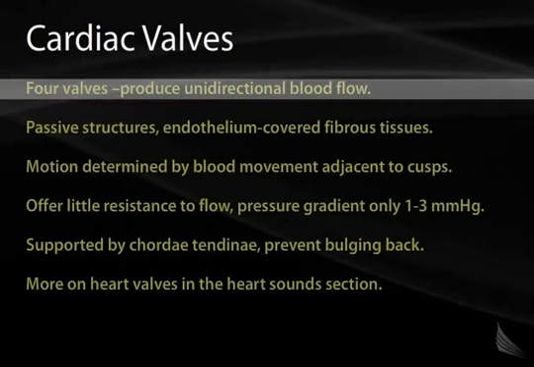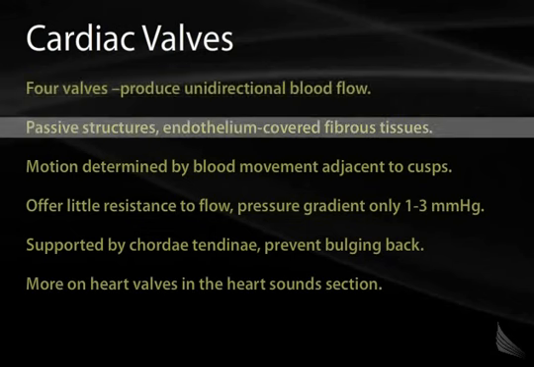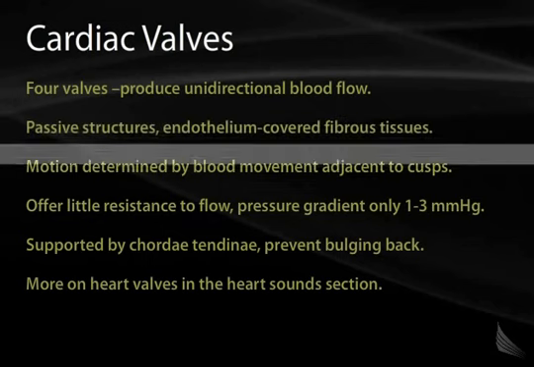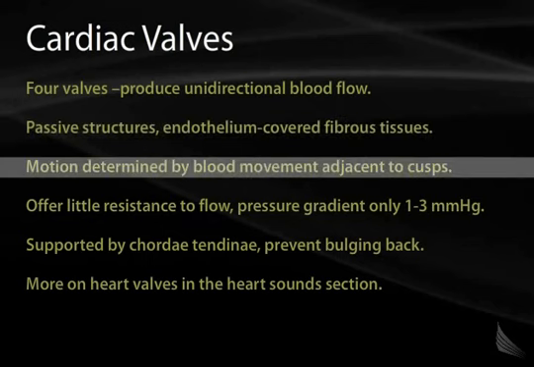The 4 cardiac valves serve to produce unidirectional blood flow through the heart. Cardiac valves are passive structures, meaning they do not flex on their own. They require blood movement through the valve to open and close. They're composed of fibrous tissue that is covered by an endothelial layer.